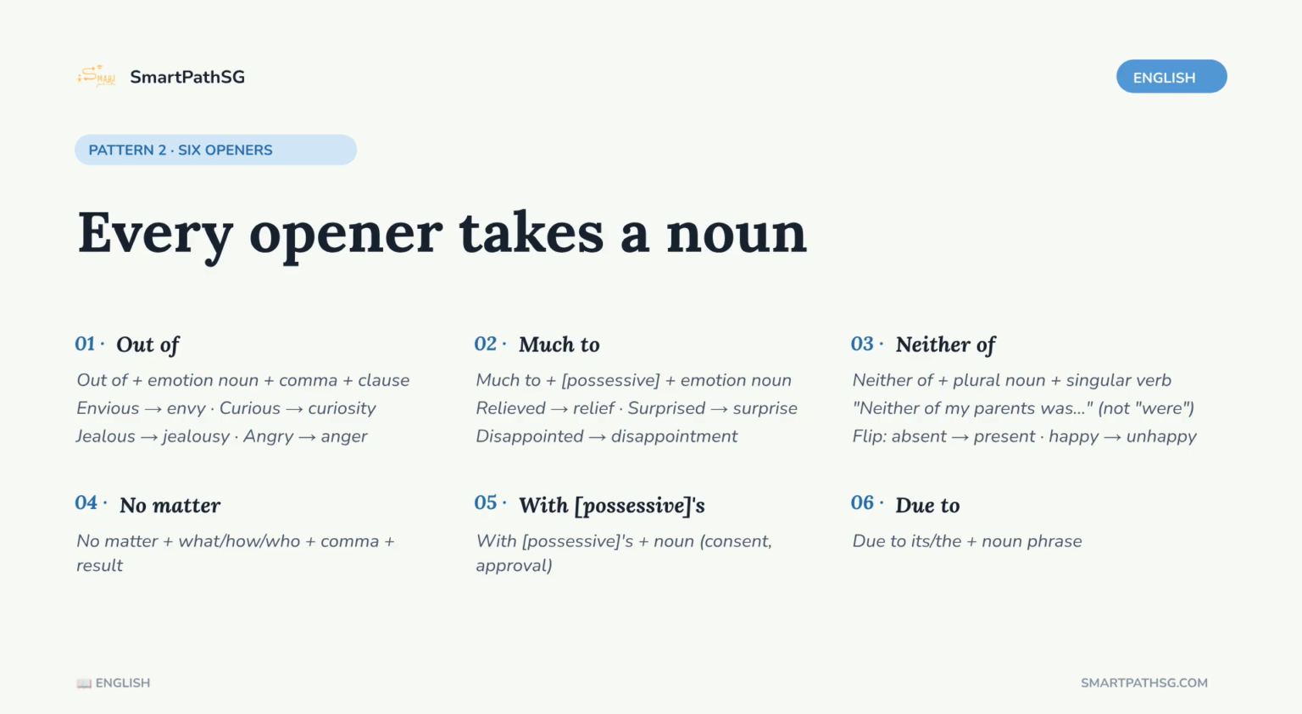For example, envious becomes envy, and curious becomes curiosity. Relieved becomes relief, and disappointed becomes disappointment. One critical point for phrase opener neither of is that the noun is plural, for example, parents, but the verb must be singular, for example, was.